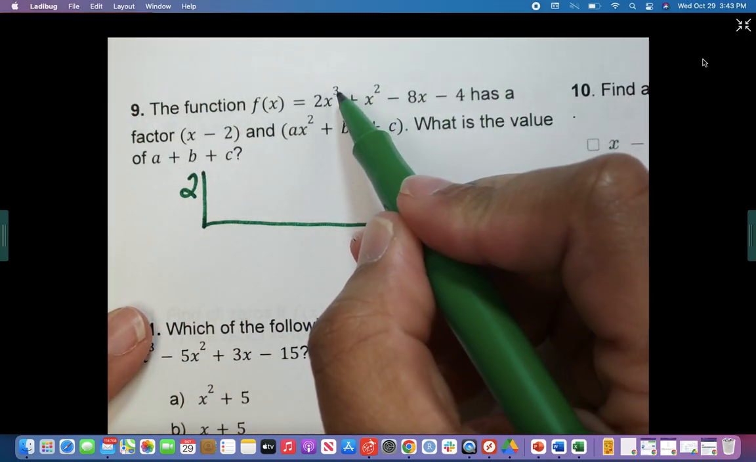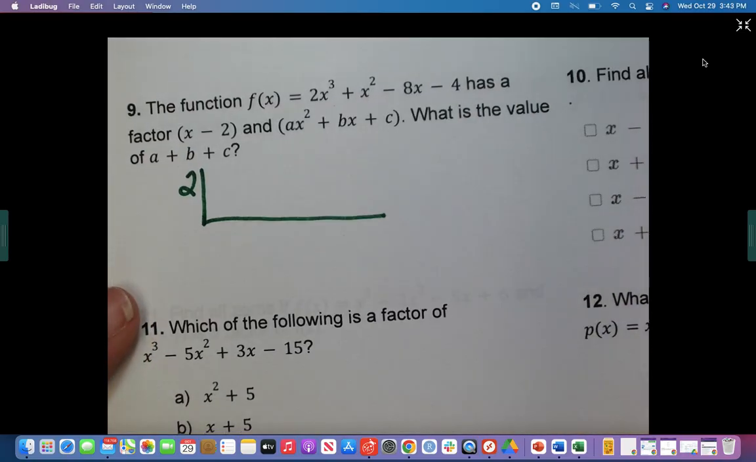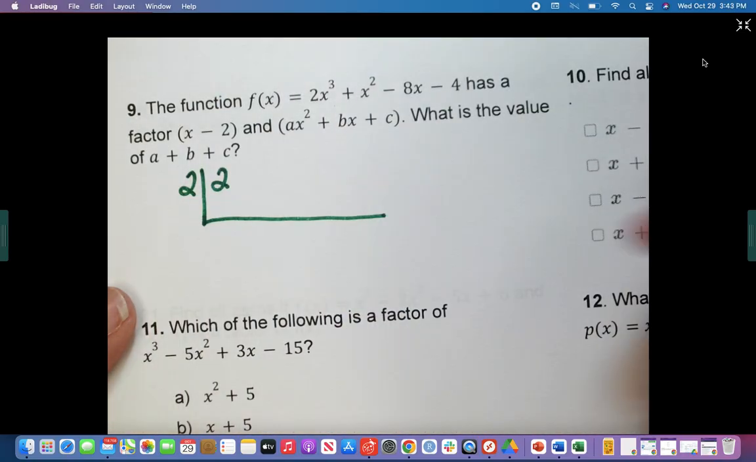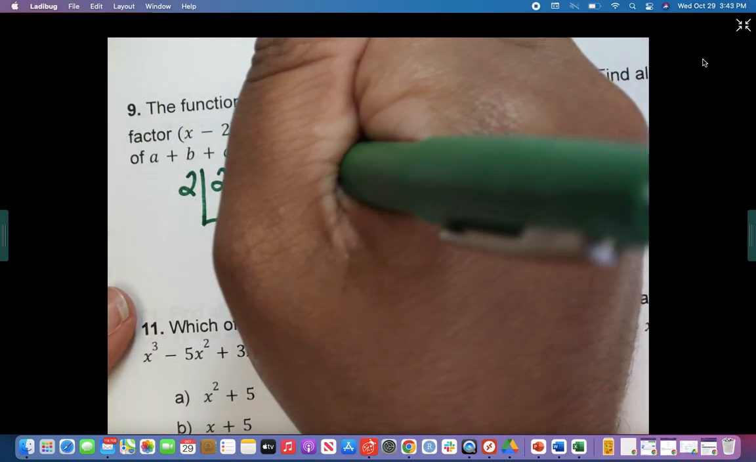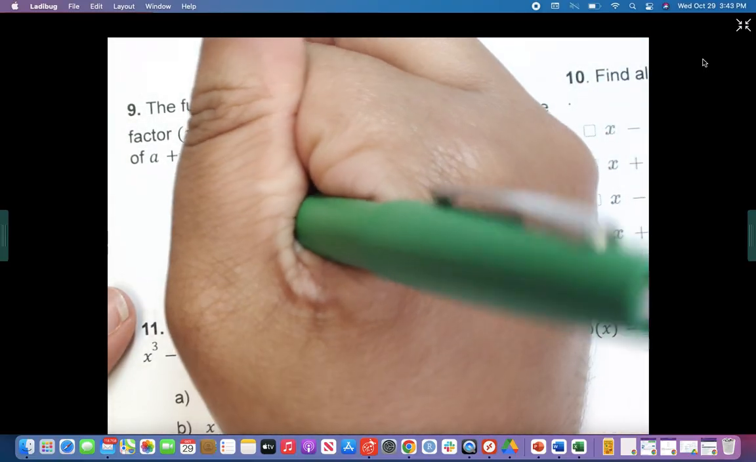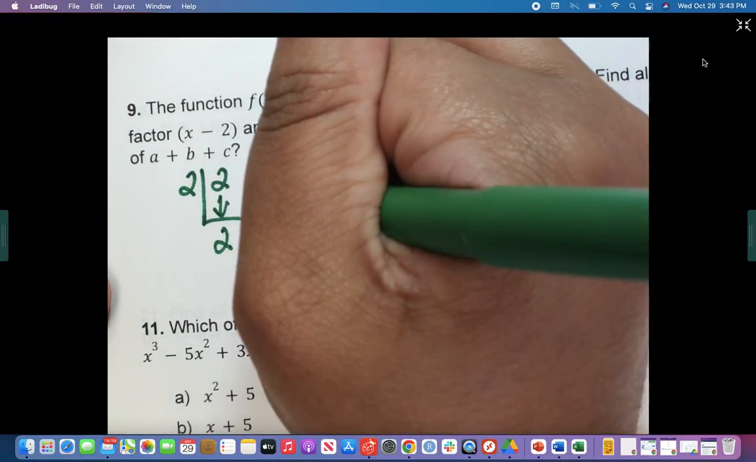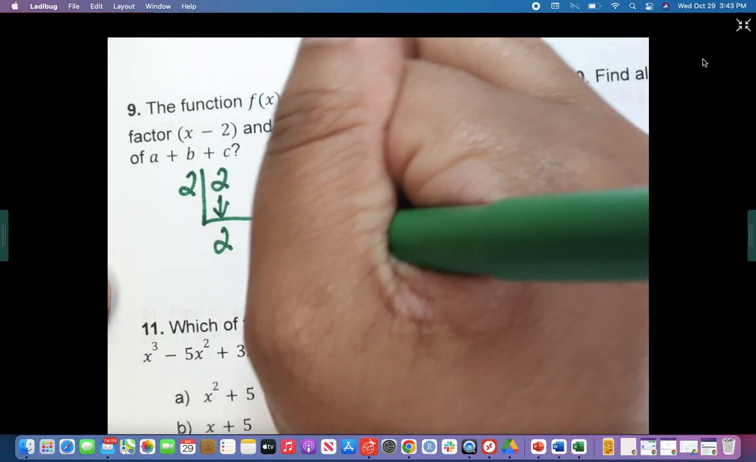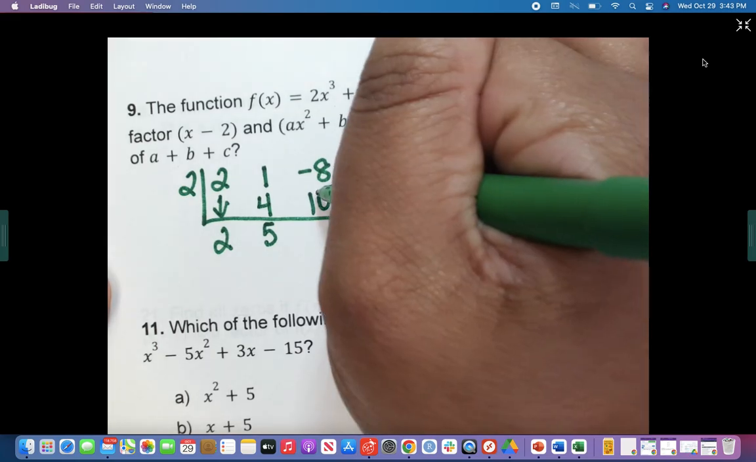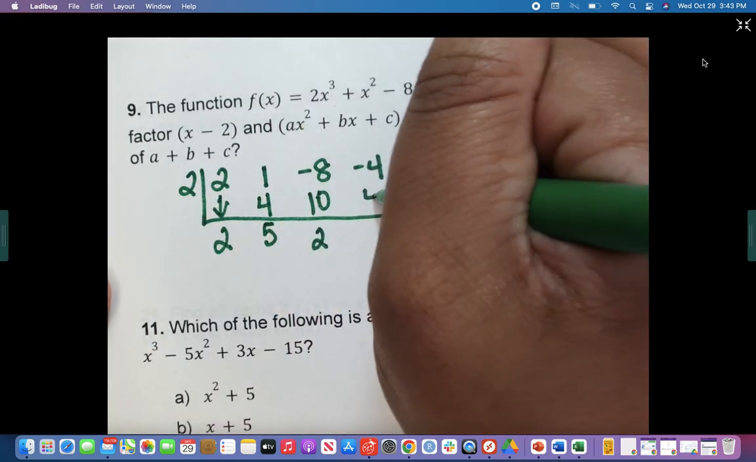Check to see if you're missing anything. So 3, 2, 1, nothing. All right, so not missing any terms, so we can go ahead and write our coefficients. Don't have to worry about placeholders. Drop the 2. 2 times 2 is 4. 1 plus 4 is 5. 5 times 2 is 10. Negative 8 plus 10 is 2. 2 times 2 is 4.